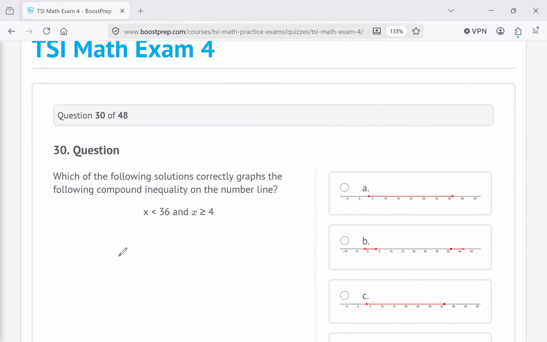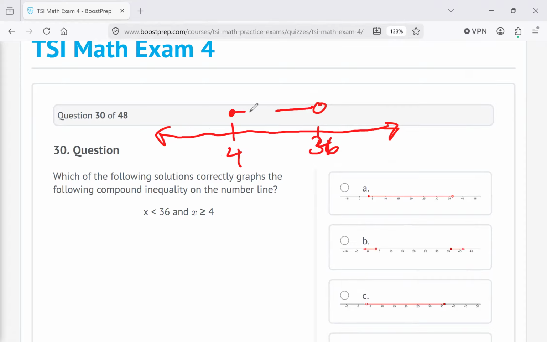Which of the following solutions correctly graphs the following compound inequality? So you have x is less than 36 and x is greater than 4. So larger number on the right, 36, and smaller number to the left. 36 is an open circle, and it's going to move to the left. And then 4 is a dark circle, and you move it to the right. So it looks like it's letter A, right?